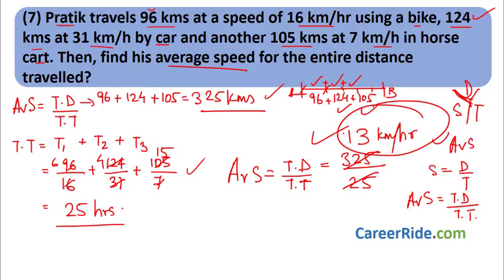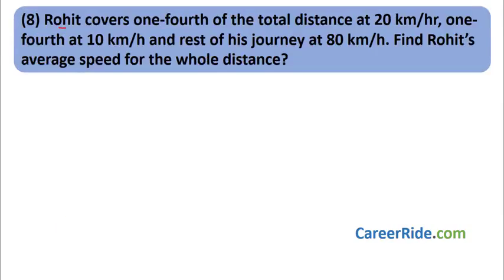Going to question number 8. Rohit covers 1/4 of the total distance at 20 kilometers per hour, 1/4 at 10 kilometers per hour and rest of his journey at 80 kilometers per hour. Find Rohit's average speed for the whole distance. This is similar to the previous sum, that is sum number 7. Okay, let's see what it is.